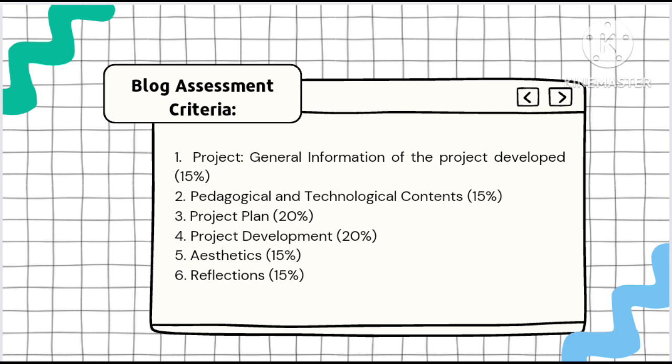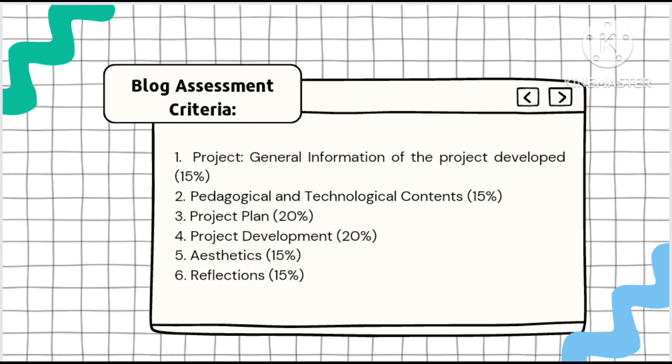So first, let's talk about the general information of the project developed. So here, the blog will report about the general information of the mathematics or science project that is required to be accomplished in the learning plan. Refer to your required project in your learning plan. So dito sa first criteria, it must have the following information, such as yung title of the project. Second, yung targeted mathematics or science competencies of the project. And third is yung aim of the project. And lastly, yung mga beneficiaries ng project.